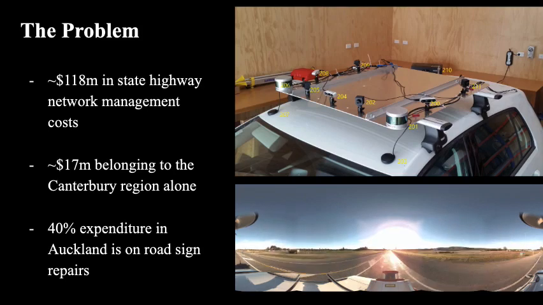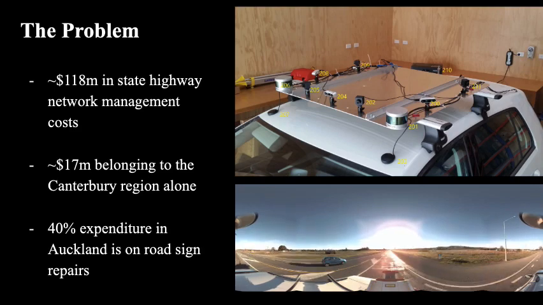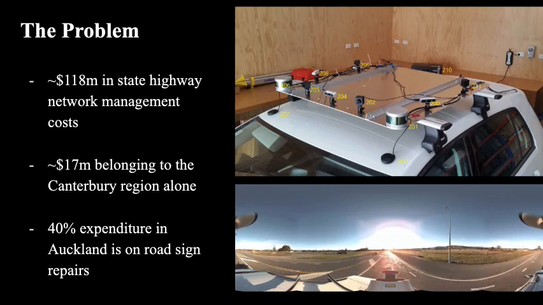In 2017, the New Zealand Transport Agency spent 118 million on the network and property management of New Zealand state highways. Of this, 17 million belongs to Canterbury. This investment is important as road signs that are broken or bent can be difficult to read and reflect the sun into people's eyes as they drive. In fact, annual expenditure on road sign repairs in Auckland is approximately 40% of its budget allocation for highway maintenance, so it's a nationally significant problem.